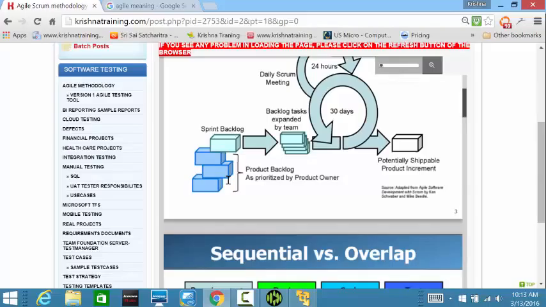I completed user story one test case documentation yesterday. So what they will do is, they need to answer three questions: what I have accomplished yesterday, what I am going to do today, and what are the blockers that I have. These are the three answers that need to be provided in the stand-up call.